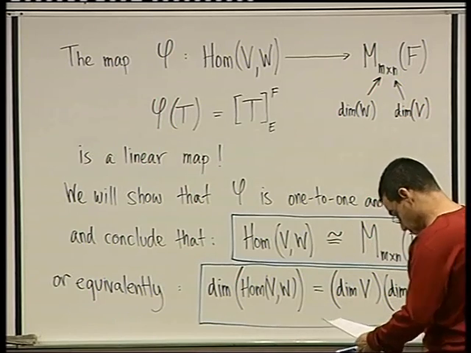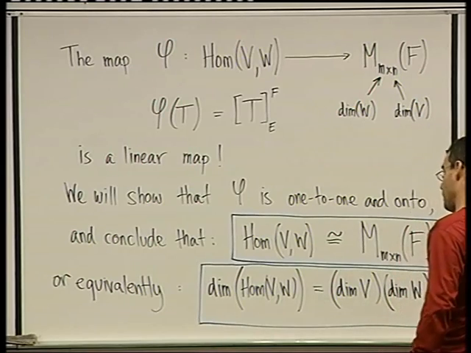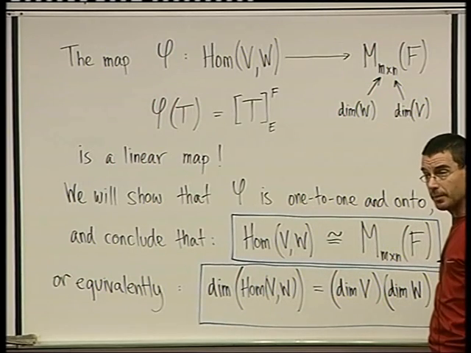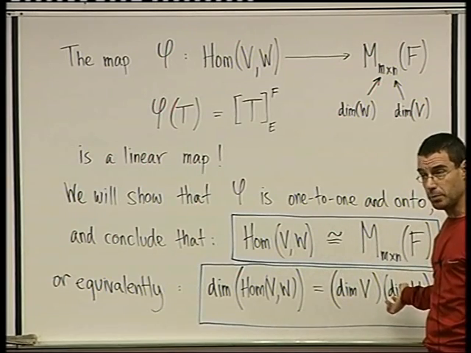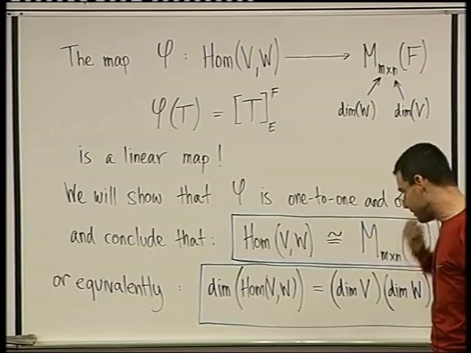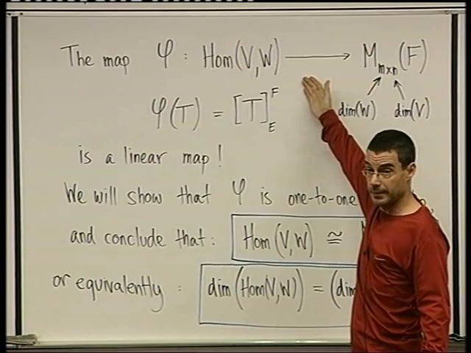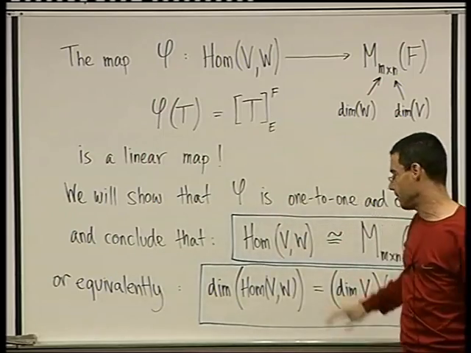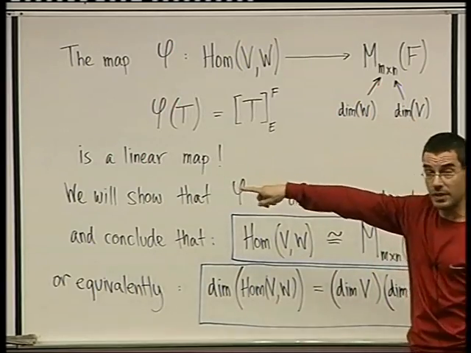Okay, so let's write the proof. So let's just recall what we want to write. All we want to show in order to prove this theorem, or equivalently this theorem, right? Two spaces are isomorphic if and only if they have the same dimension. That's something that we proved in the previous lesson. So in order to prove one or the other, all we need to show is that there exists an isomorphism between these spaces. And we already said what that isomorphism is going to be. It's just going to be the map sending a linear map to its matrix representation.